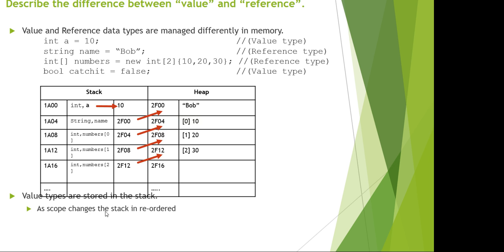The scope changes the stack, and it is reordered dynamically, whereas on the heap, things just get piled up, just heaped up. The stack is organized, stacked very neatly, whereas the heap is just piled up in kind of a random order.